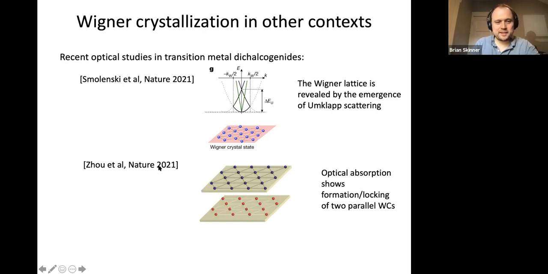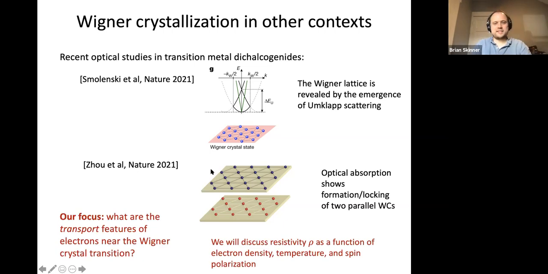There was also another, released at the same time in the same journal. There was a nice paper that looked at bilayer Wigner crystals, and they could see something that looked like locking of the two layers relative to each other. Anyway, I don't want to talk about these too much, but I just want to say that these were both optical studies that look like real realizations of the Wigner crystal. But what I want to focus on today is transport.